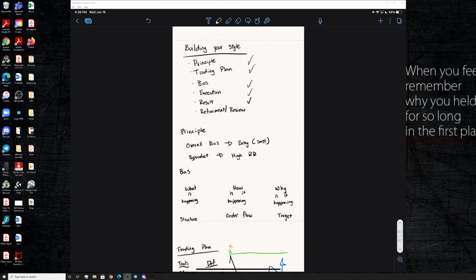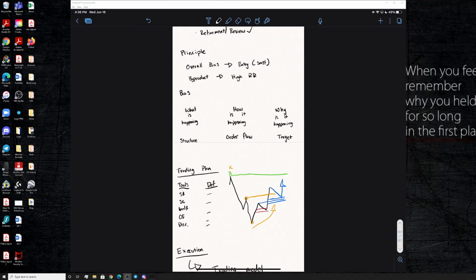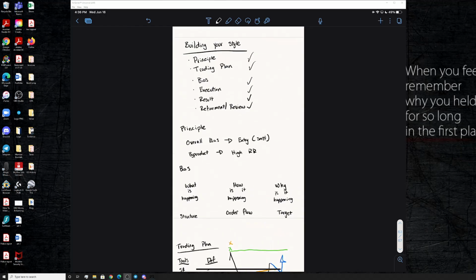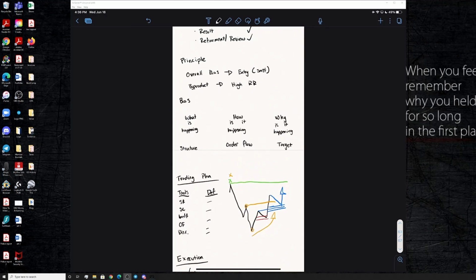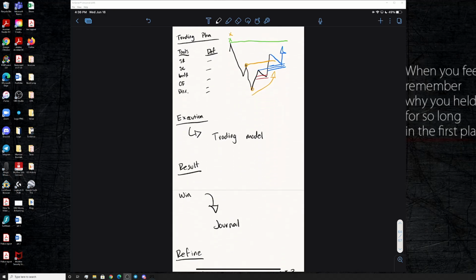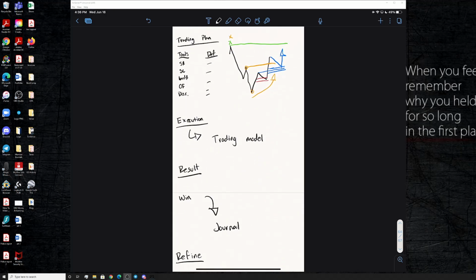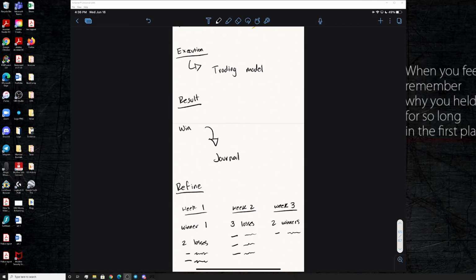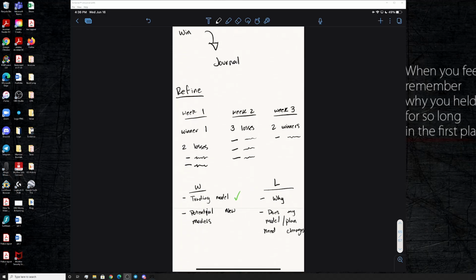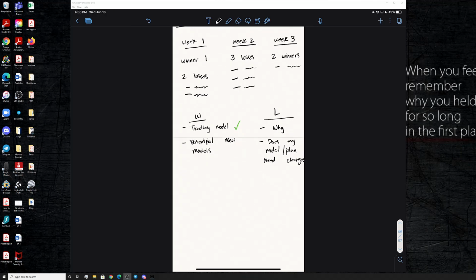Anyways, when it comes to building your style, there is a principle, which is what you're trading as a whole. There is your trading plan, what you're trading. Then there is your bias: what is happening, how is it happening, why is it happening. There is your execution, which is your trading model. There is your result, which leads to your journaling. And then comes the refinement, where you judge your refinements and you ask yourself questions.